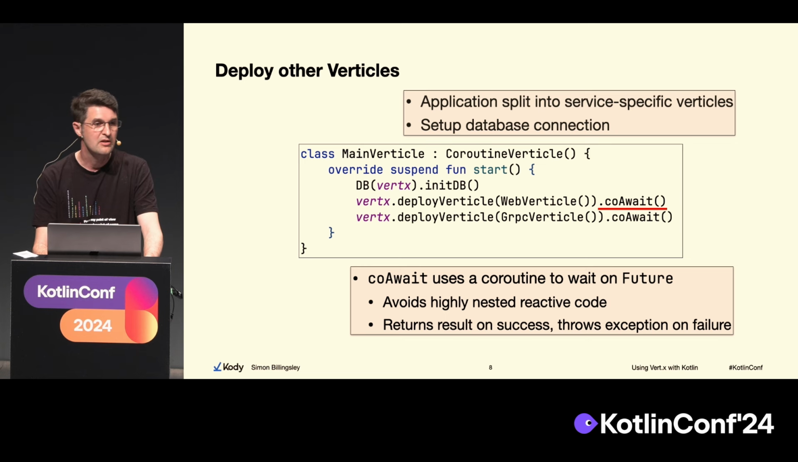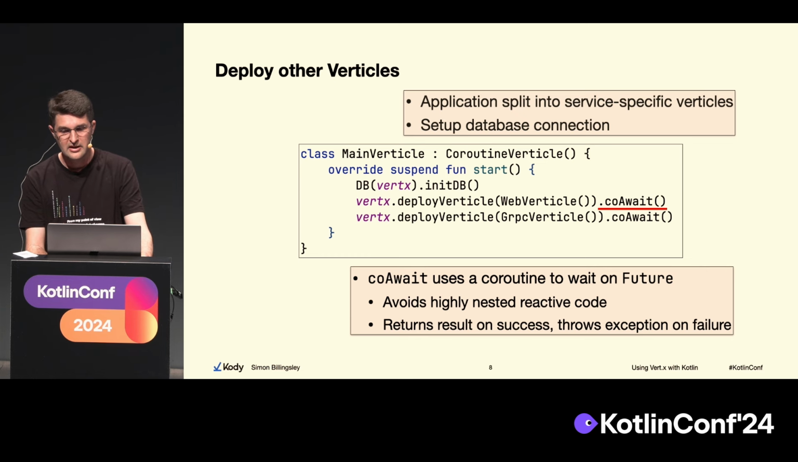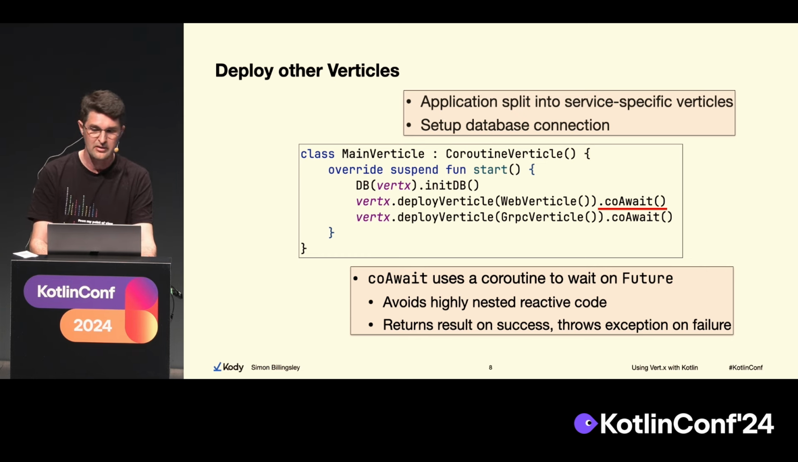I have structured this application around two service-specific verticles, one for web and one for gRPC. I can use the coAwait extension function here to wait for the future to complete after deploying the verticle. coAwait returns the result on success or throws an exception on failure. Using coAwait avoids highly nested reactive code. And if one of the verticles fails deployment, the exception thrown will be caught by the main method, and then the application will be shut down.